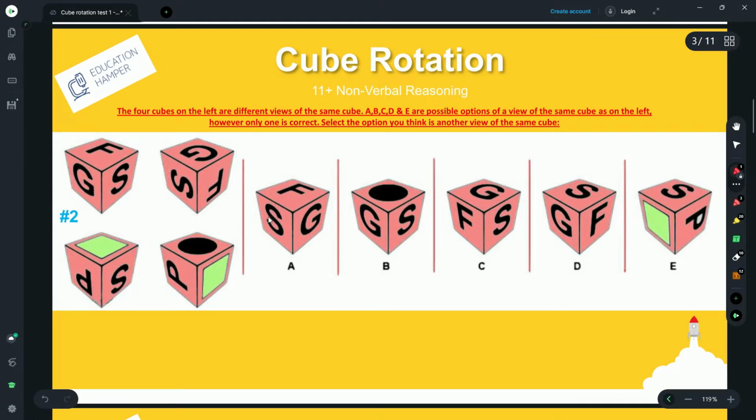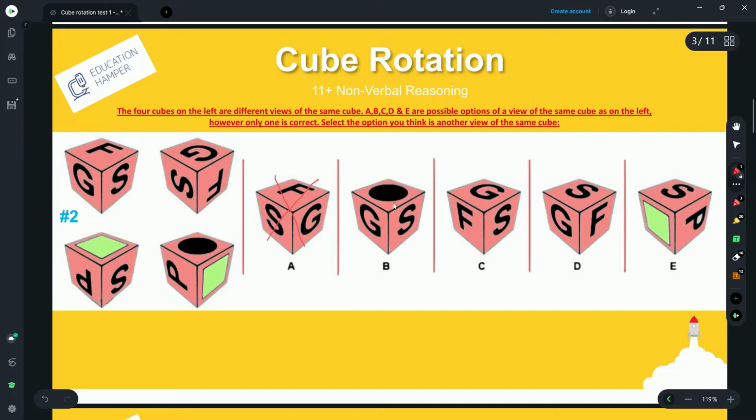So here we have F, S, and G. Let's find a face with those on there. So these two, F, S, and G, F, S, and G. So what do we see? The bottom of the F is facing the top of the G. Bottom of the S is facing the top of the G. Do we see that here? No. The bottom of the F here is facing the top of the S. So that's incorrect. So we can remove this answer.